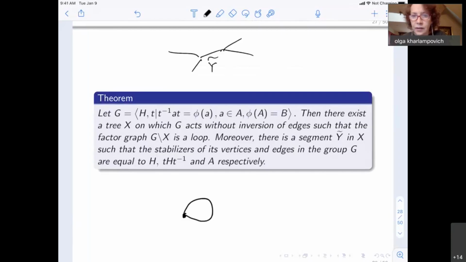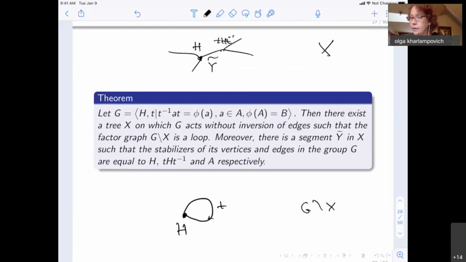So this is my tree X, and this is a factor graph here downstairs. There is a segment y tilde such that the stabilizers of the vertices and edges are equal to H and THT inverse. So basically, again, we take a factor graph, so this is going to be my group H. Let T correspond to this loop. And so the HNN extension acts on a tree.